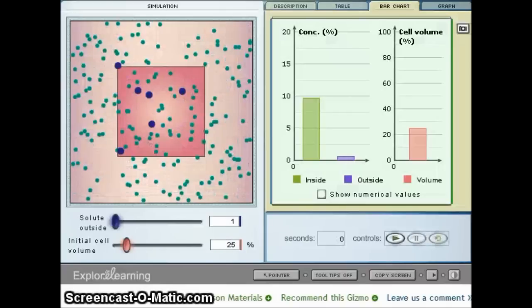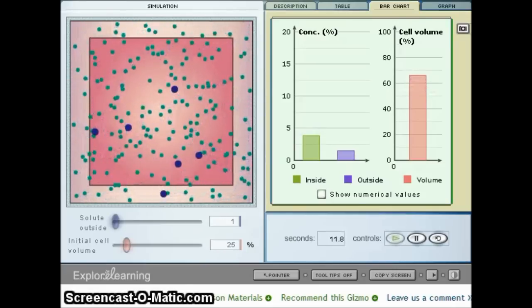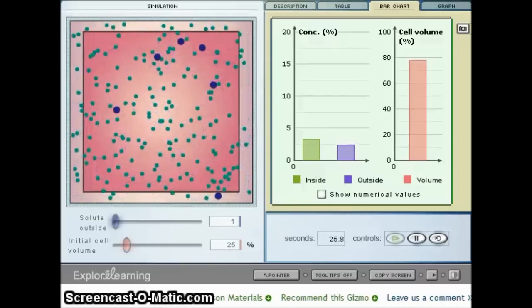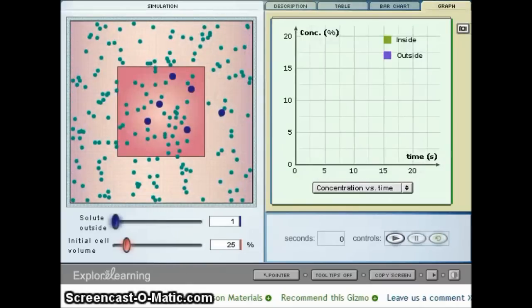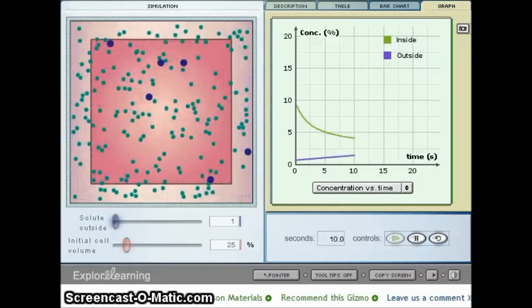This bar chart records how the initially higher concentration of sugar inside the egg equalizes with the lower concentration of distilled water. As this happens, the egg swells in volume. This graph captures the movement of water from the distilled water surrounding the egg into the egg, lowering the concentration of sugar inside the egg.